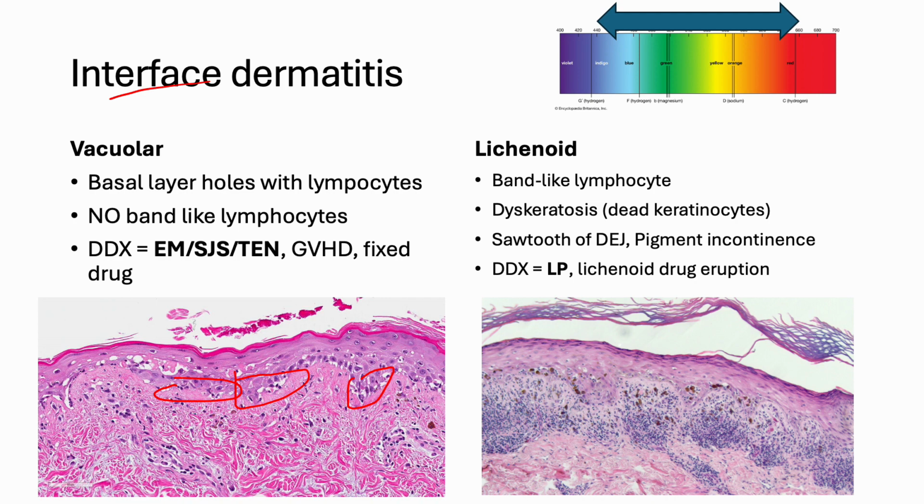In contrast, the lichenoid has a band-like lymphocytic infiltrate beneath the dermo-epidermal junction. Please be aware that the interface dermatitis vacuolar versus the lichenoid, they are not two separate distinct entities. Instead, they are in a spectrum. So that is something we should know. The representative disorders in the vacuolar interface dermatitis include erythema multiforme, Stevens-Johnson syndrome, toxic epidermal necrolysis, and GVHD. For the lichenoid, the representative disease would be the lichen planus.